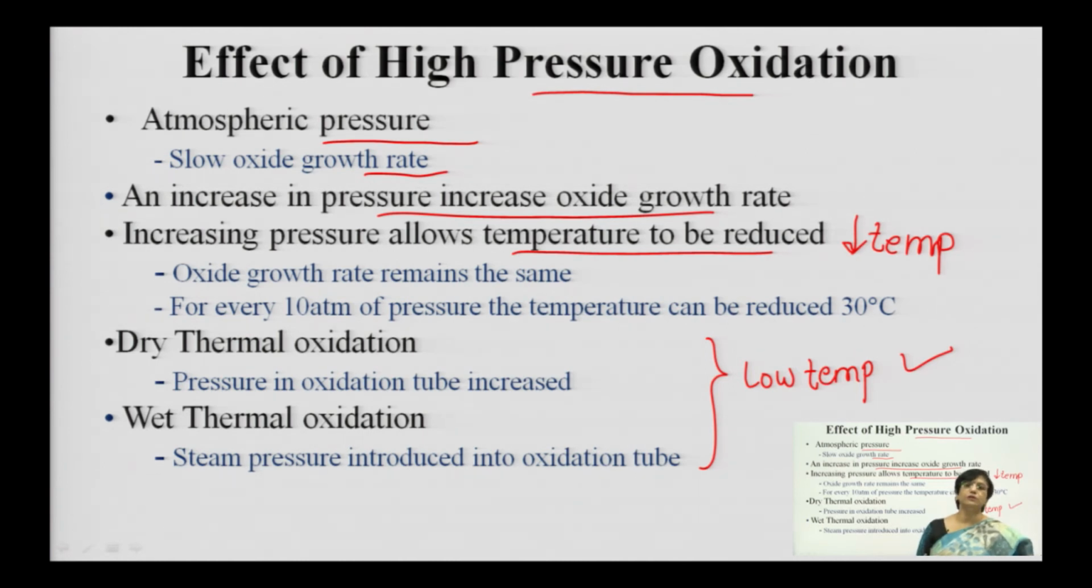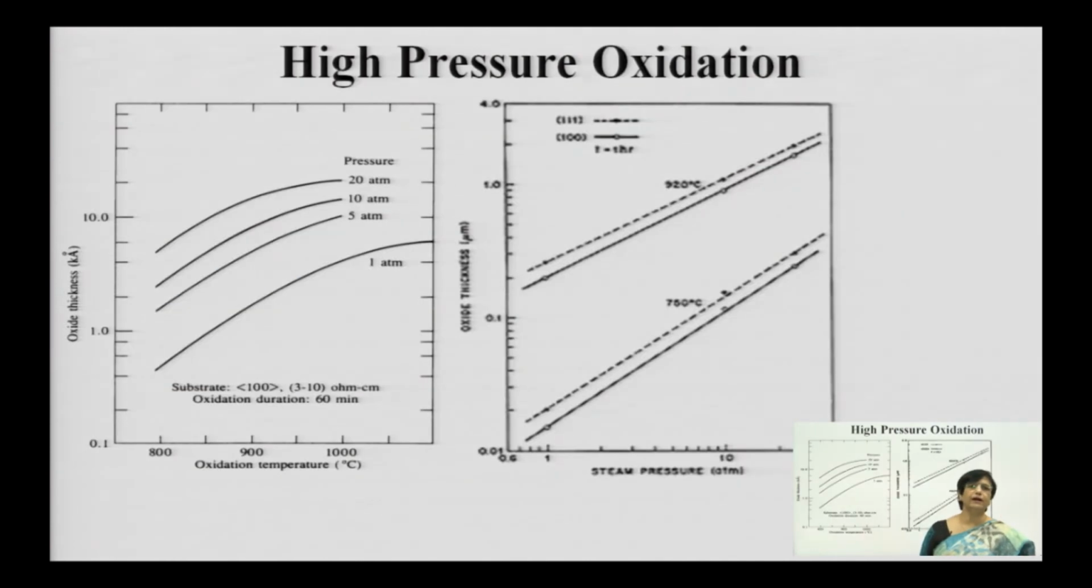So, when oxidation at lower temperature is required, we go for increasing pressure, thereby enhancing the oxidation rate. That can be attained in dry thermal oxidation by increasing the pressure in the tube, or in wet thermal oxidation, both dry and wet. This is being studied here. Just see, slowly the pressure is being changed from 5 to 20, and how the rate of oxidation or oxide thickness is changing. This is the impact being studied practically for both.